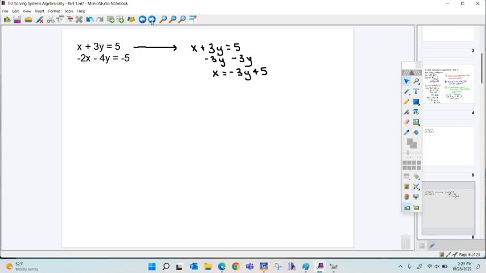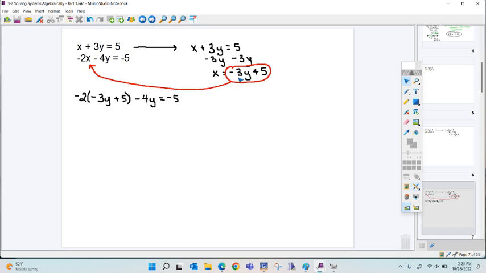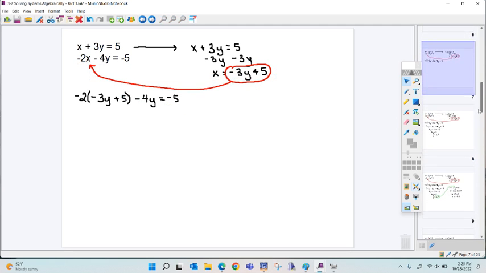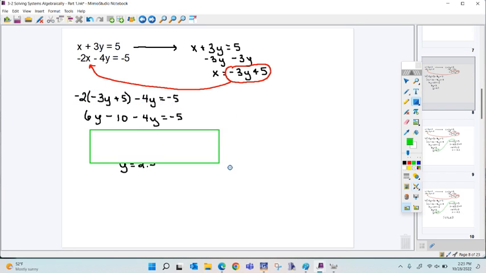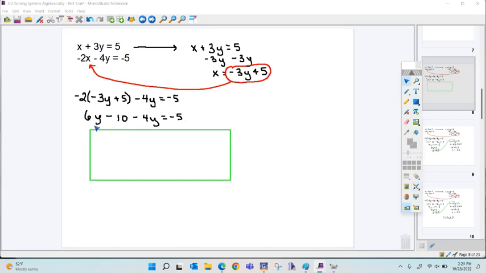Okay, well, let's finish this problem anyway. Here we go. So from there, you take that and you plug it into the other equation. So we're taking negative 3y plus 5 and putting it in where the x is. So it's negative 2 times negative 3y plus 5, which gives you 6y minus 10 minus 4y. So you have 6y minus 4y, that would give you 2y minus 10.